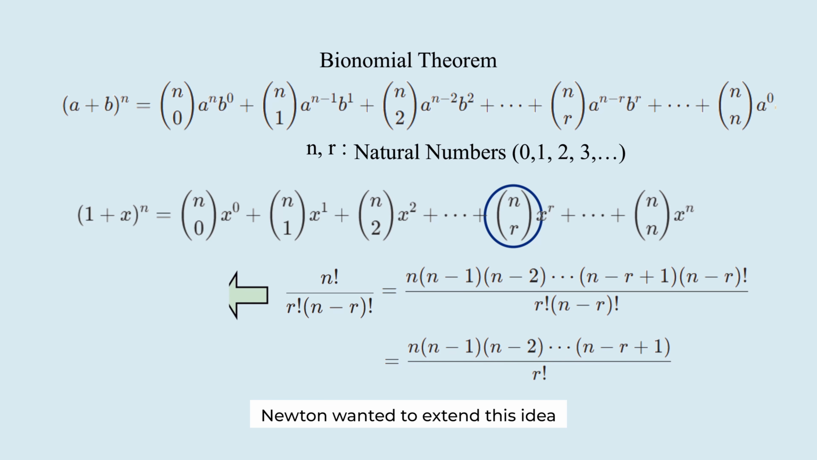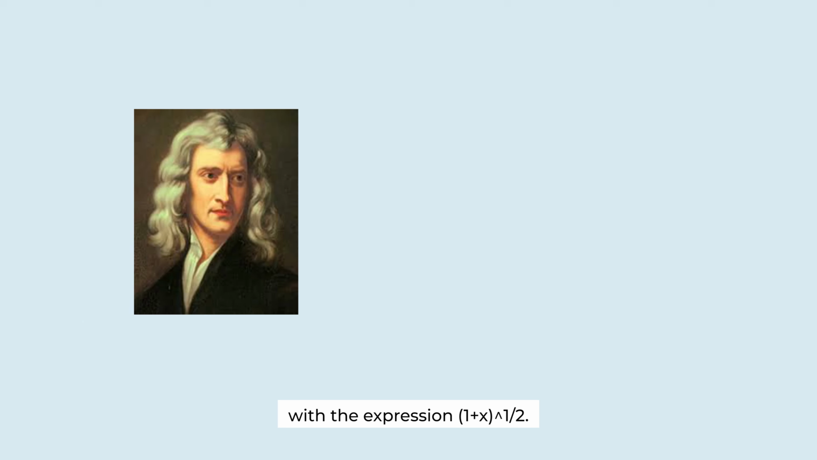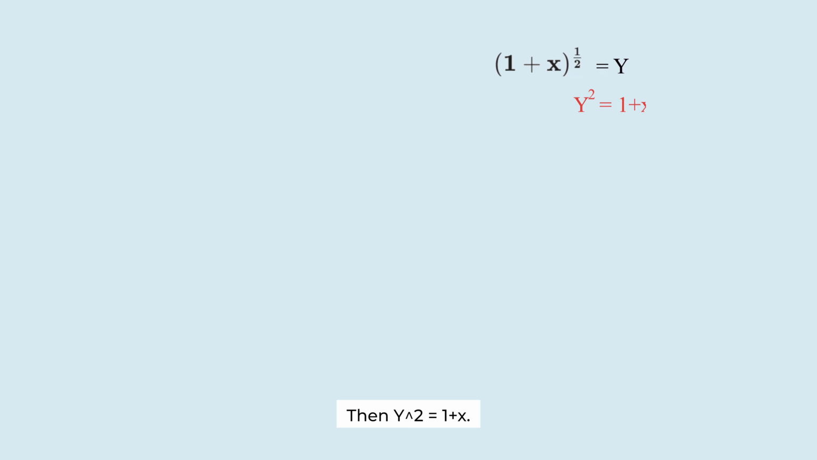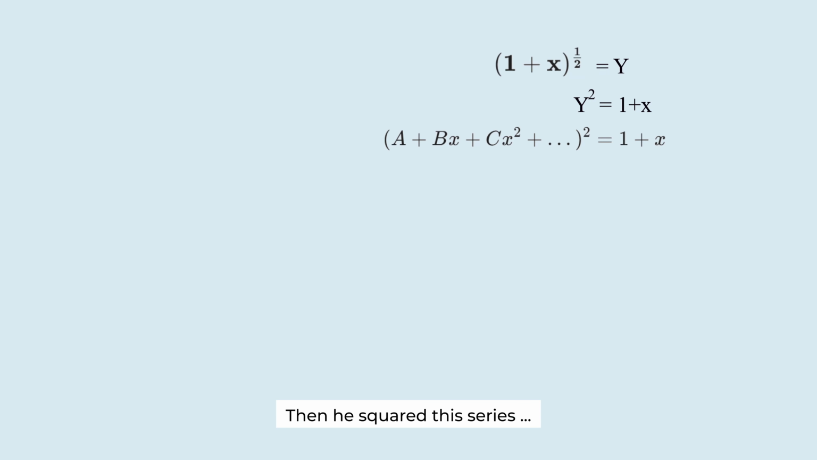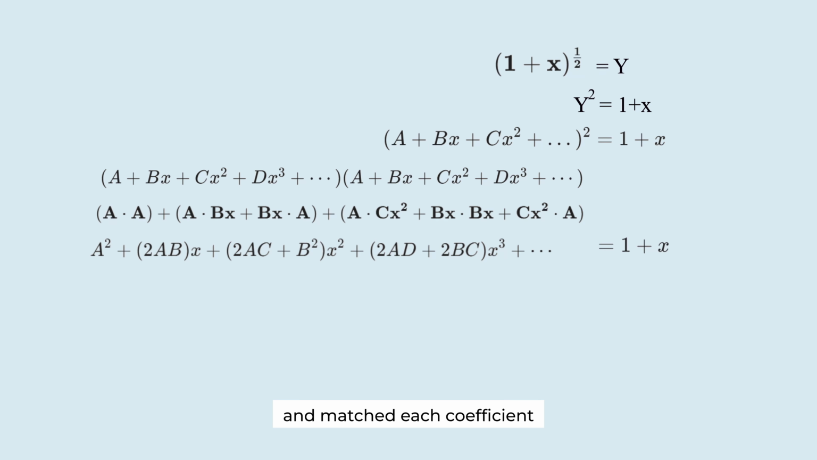Newton wanted to extend this idea so that the exponent n could be a fraction or any real number. He began with the expression 1 plus x to the 1/2. Let's call this y. Then y squared equals 1 plus x. Newton assumed that y could be written as an infinite series. Then he squared this series, and matched each coefficient with the corresponding term in 1 plus x.